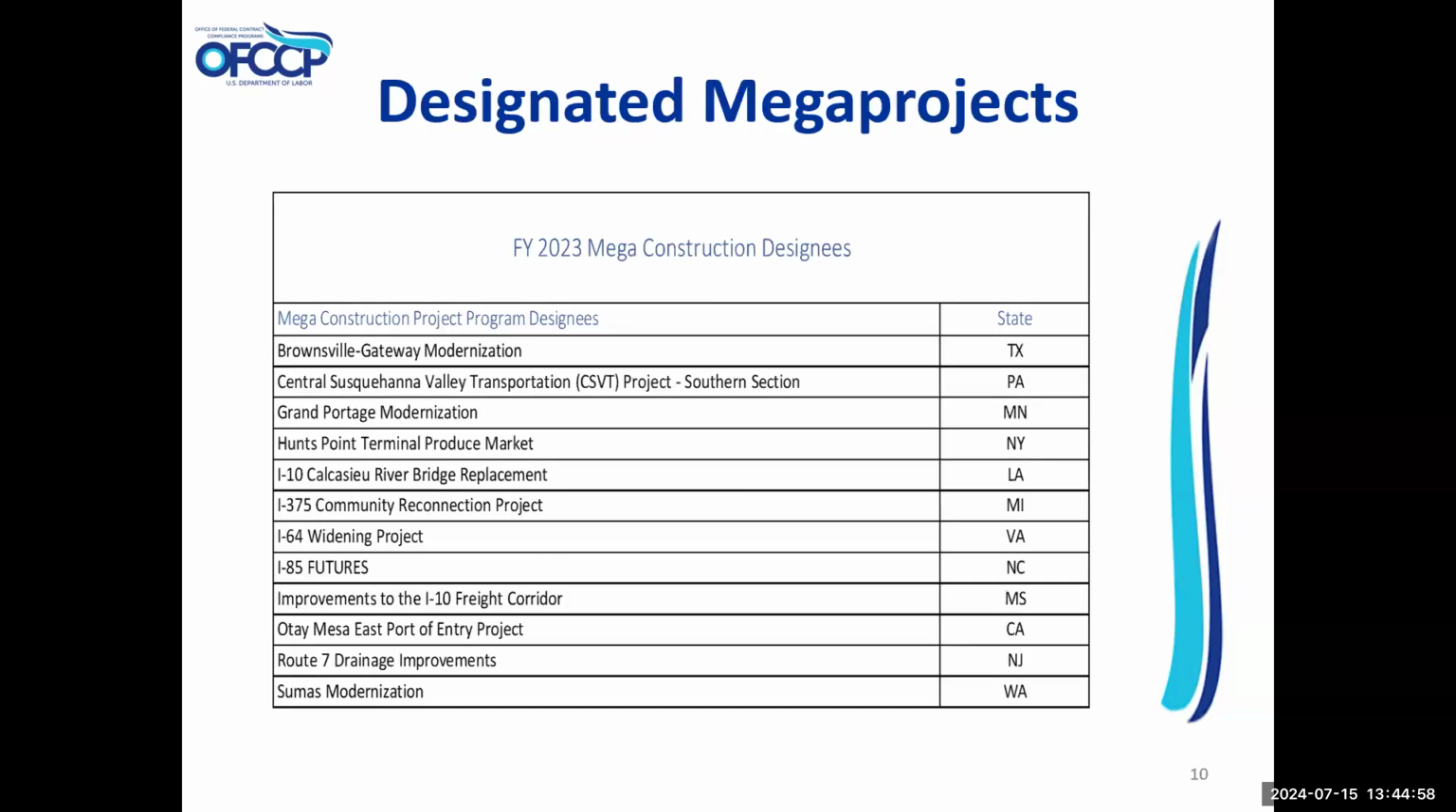On March 21st, OFCCP published a list of 12 designated mega projects to identify the first set of designated mega projects. OFCCP partnered with the Department of Transportation and the General Service Administration on bipartisan infrastructure law funded projects. So how did the Department of Transportation and the General Service Administration partner with OFCCP and its mega program?